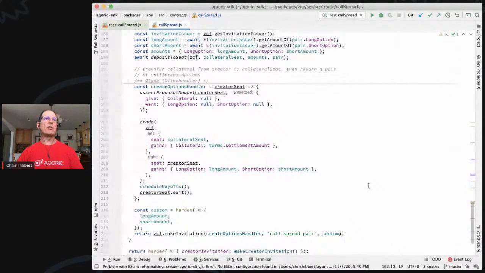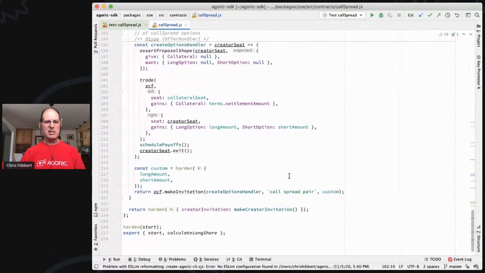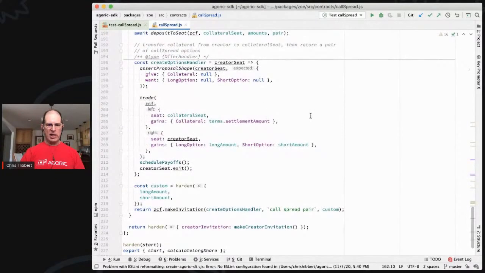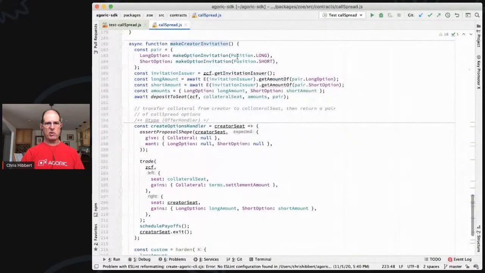You can see some of our other talks. We'll talk about how ERTP works. I'm not going to go into that in much detail here. The consequence is that those two options don't exist until they're created inside this function, inside MakeCreatorInvitation.